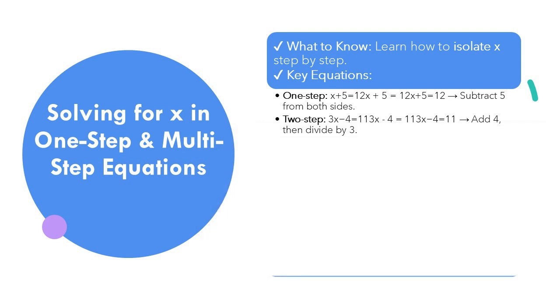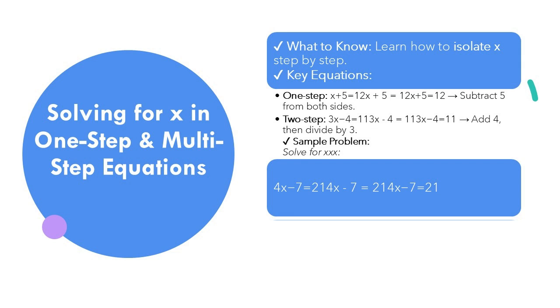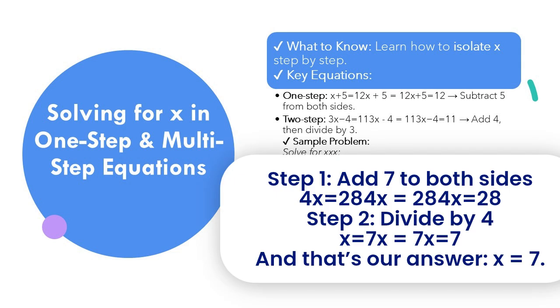ACT-style problem. Solve for x. 4x - 7 = 21. Step 1. Add 7 to both sides. 4x = 28. Step 2. Divide by 4. x = 7. And that's our answer, x equals 7.